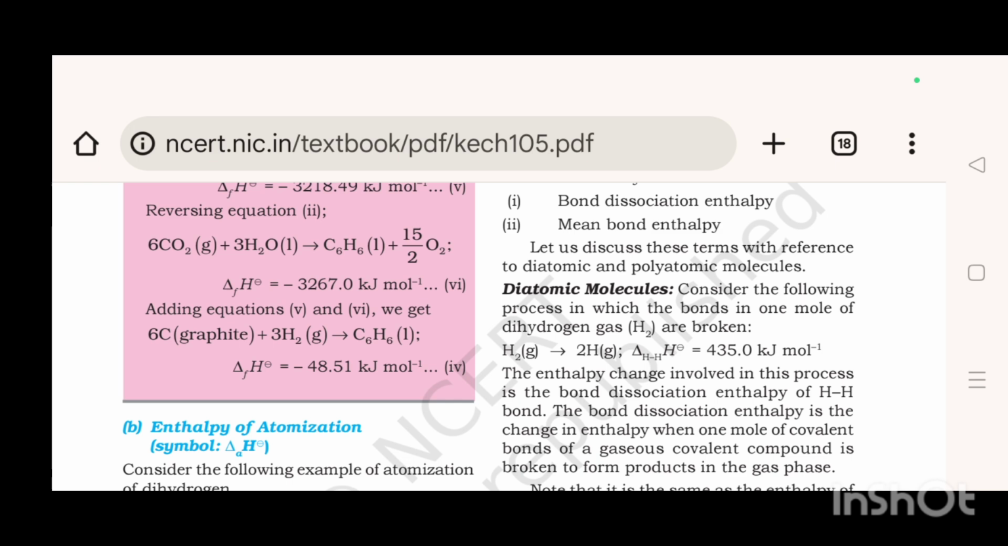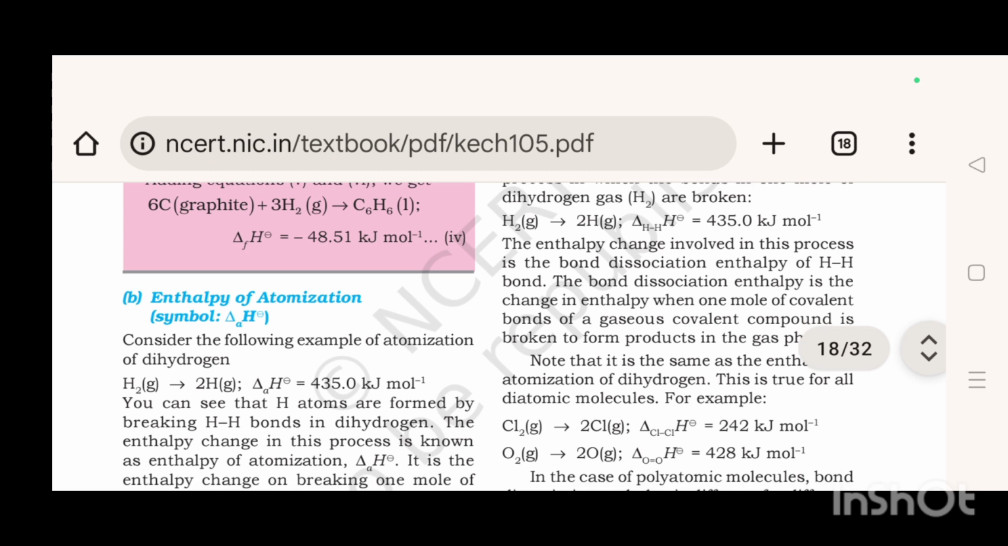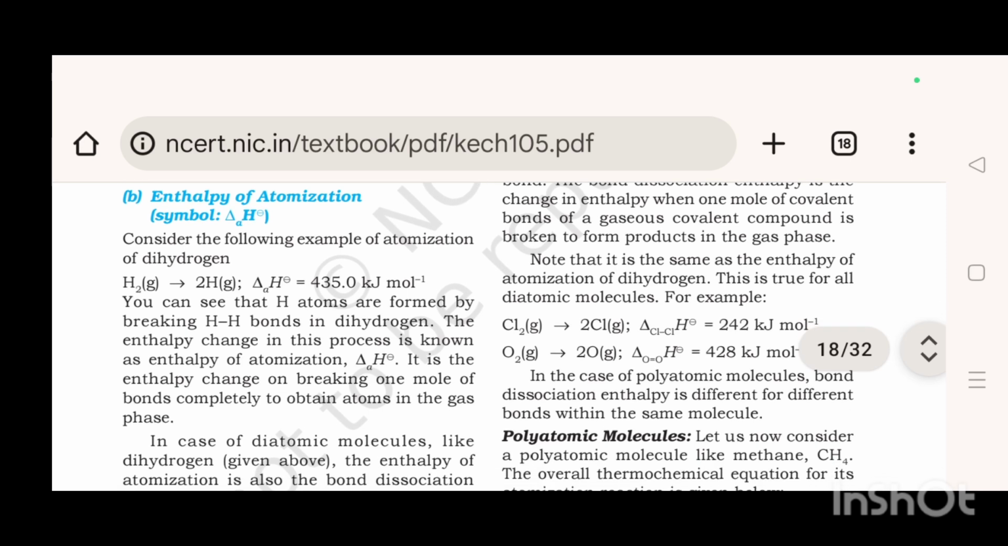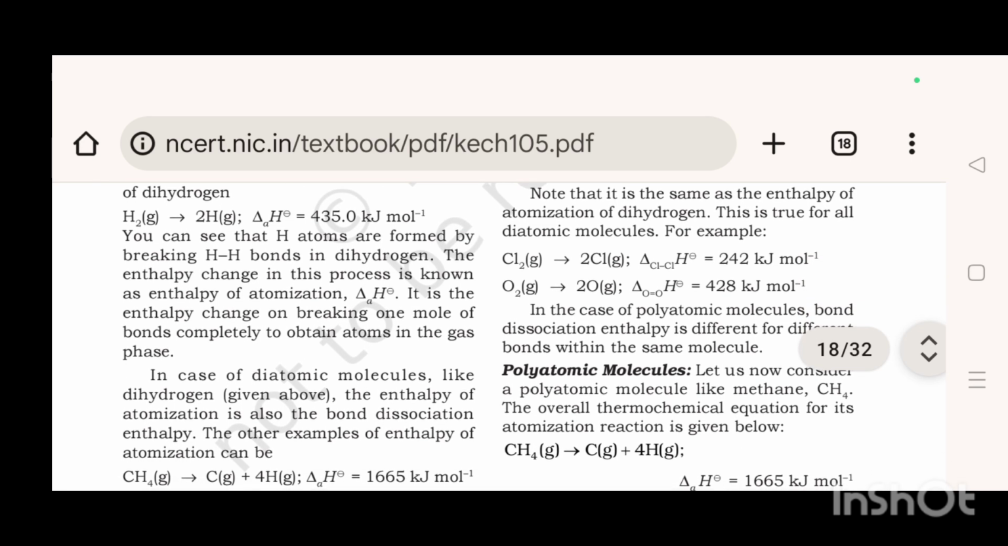Diatomic molecule. Consider the following process in which bonds in 1 mole of dihydrogen are broken. The enthalpy change involved in this process is the bond dissociation enthalpy of the hydrogen-hydrogen bond. The bond dissociation enthalpy is the change in enthalpy when one mole of covalent bond of a gaseous covalent compound is broken to form products in the gas phase. Note that it is the same as the enthalpy of atomization of dihydrogen. This is true for all diatomic molecules.